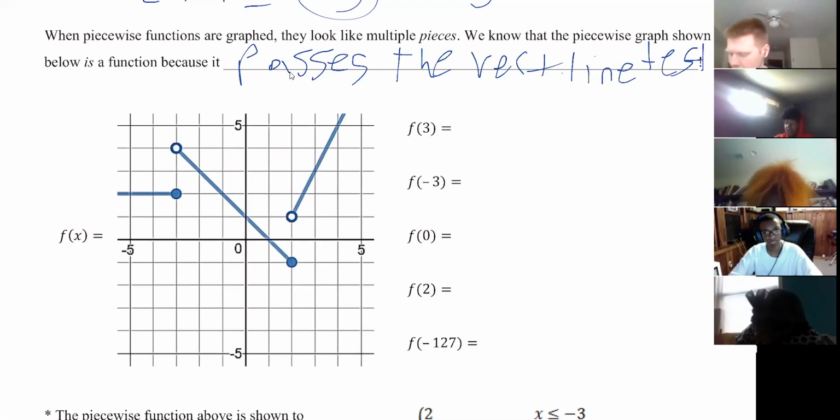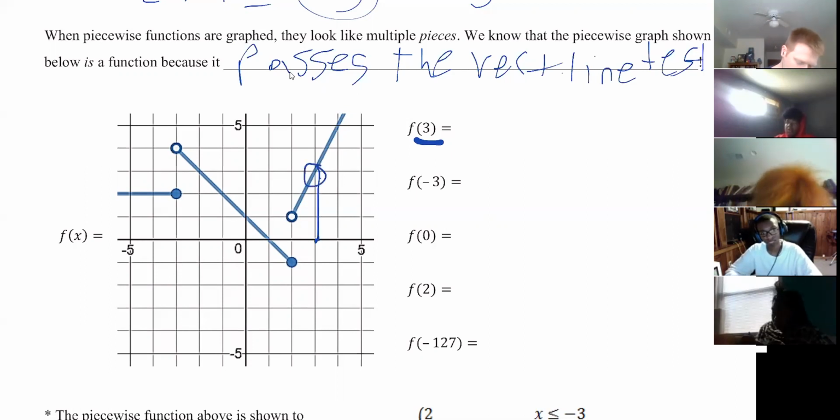So let's evaluate these. Remember, these are your x values. All you're going to do is go to f. You're going to go to 3 on your x-axis and either go up or down till you get to your function. So for 3, it would be here, or up 3.